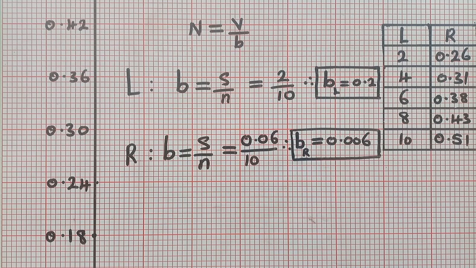At this point, we take these values back to this formula. For L, we're going to replace this B with this 0.2. For R, we're going to replace this B with 0.006. And they remain constant throughout the time we shall plot these values on the table. Let's make progress.